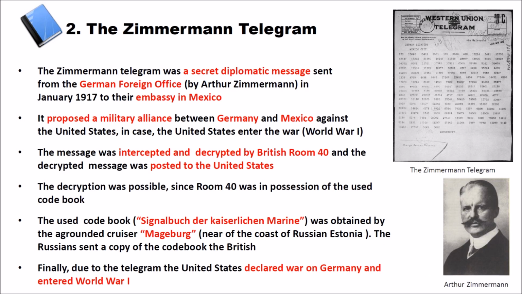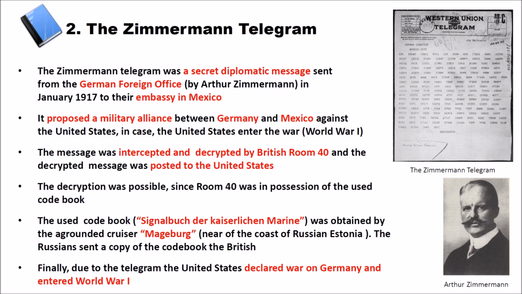What is the Zimmermann telegram? The Zimmermann telegram was a secret diplomatic message sent from the German Foreign Office by Arthur Zimmermann in January 1917 to the embassy in Mexico. You can see Arthur Zimmermann on this slide here. And it proposed a military alliance between Germany and Mexico against the United States in case that the United States entered the war. And that was World War I at that time.